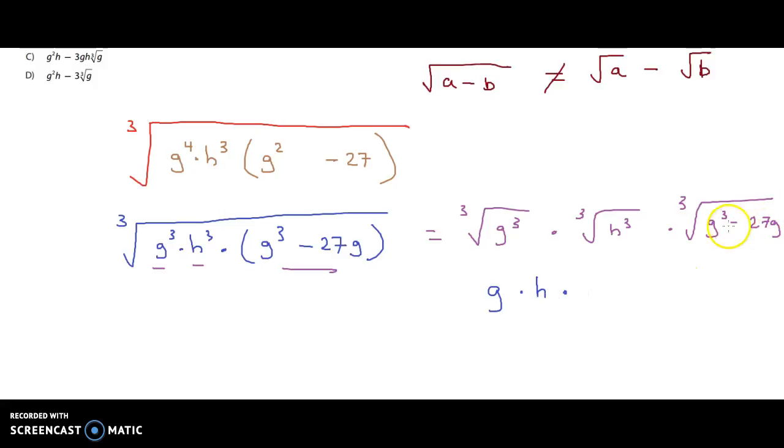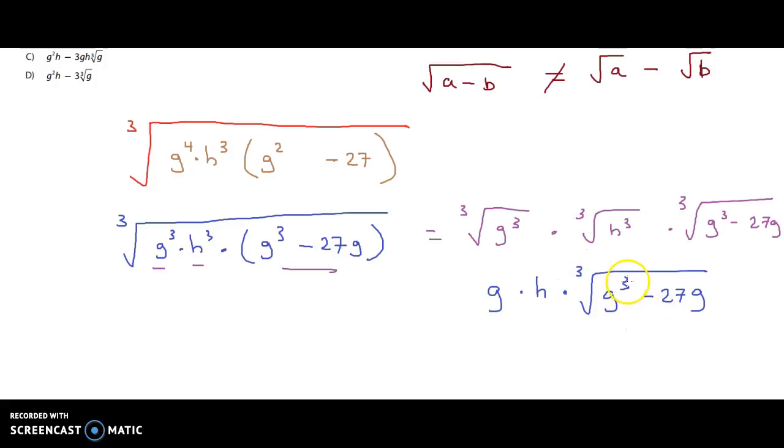And then, okay, we can't do anything here. Remember, we're not allowed to do this. If we're subtracting 2 terms, we can't just split those up and find the roots of those. So we just have to leave that be. So that's just going to be the cube root of g cubed minus 27g.